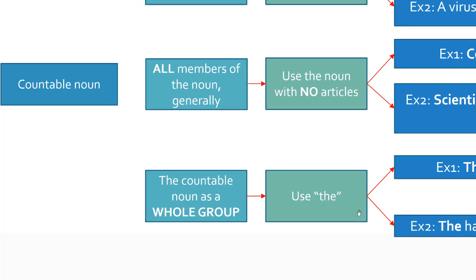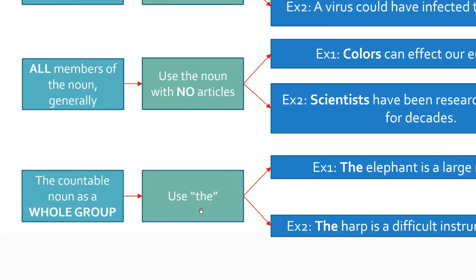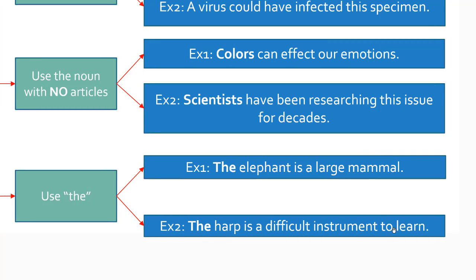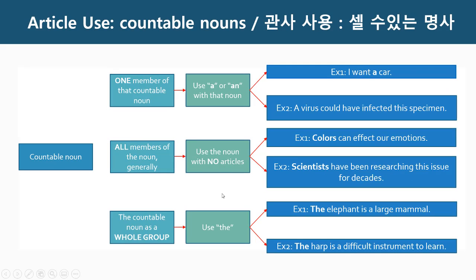And then finally, if the noun is a whole group, use the, or sometimes plural. The elephant is a large mammal. We could also say elephants are large mammals, right? The harp is a difficult instrument to learn. Harps are difficult instruments to learn.